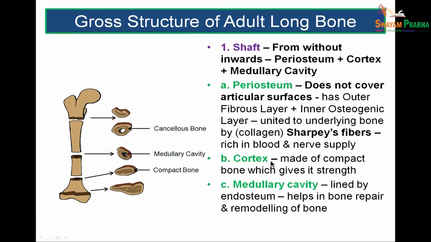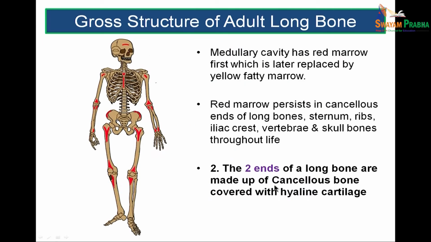The cortex is the outer bony compact shell which gives strength to the bone. The medullary cavity is lined by endosteum, and it helps in bone repair and remodeling of bone. The medullary cavity has red bone marrow, which is later replaced by yellow fatty marrow. But there are some sites in the body where you do get red bone marrow.